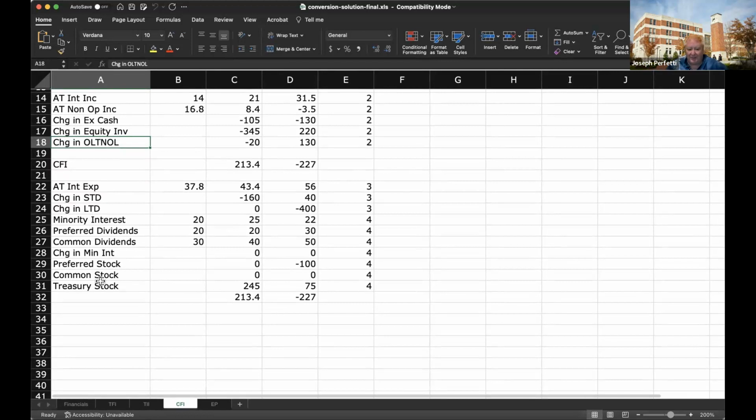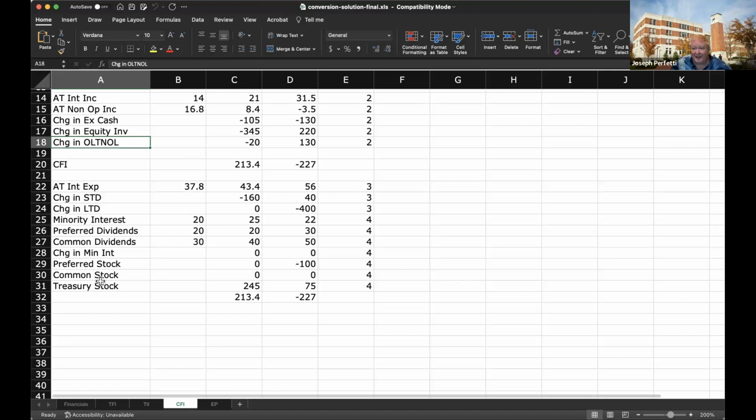And then change in equity, the big part is retained earnings, which is not a cash item. So a change in a non-cash item does not affect cash flow, so we don't use change in retained earnings. Those are the curveballs on the financing side. And then it's just a question of signs.